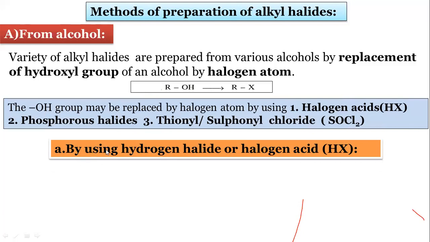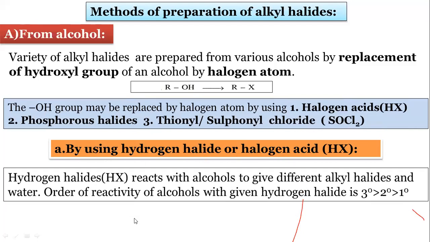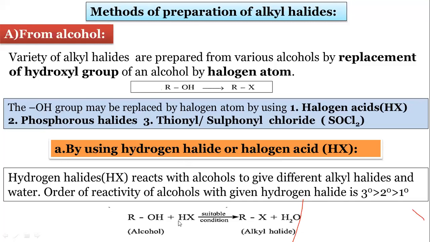First one we will discuss is by using hydrogen halide or halogen acid HX. In this reaction, hydrogen halides react with alcohols to give alkyl halides and water. The order of reactivity of alcohols is tertiary reacts first, then secondary, and last is primary alcohol. One example is given here. ROH plus HX under suitable conditions gives RX: OH is replaced with X, and this H combines with OH and gives the water molecule.